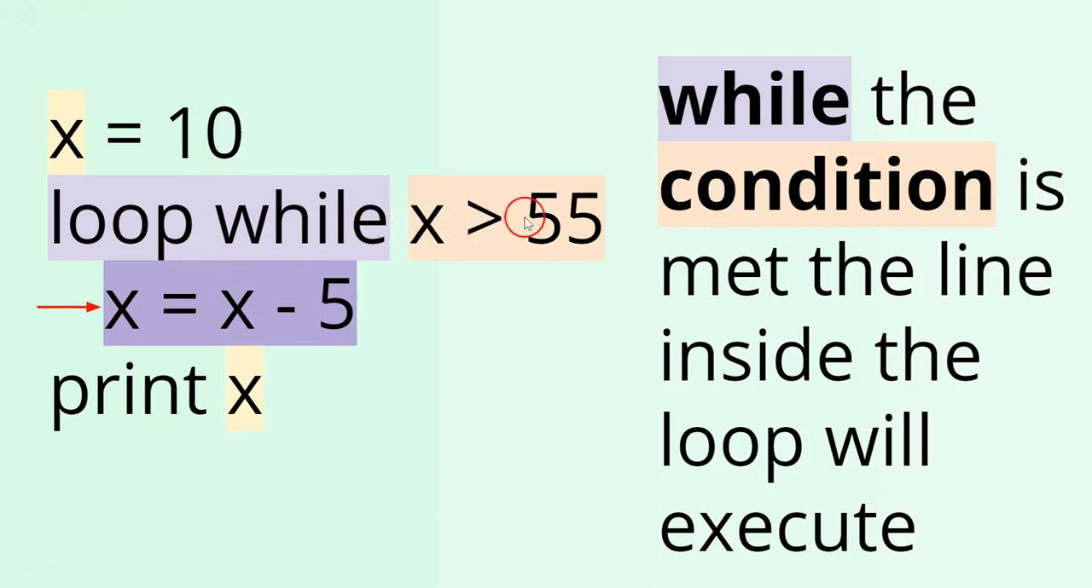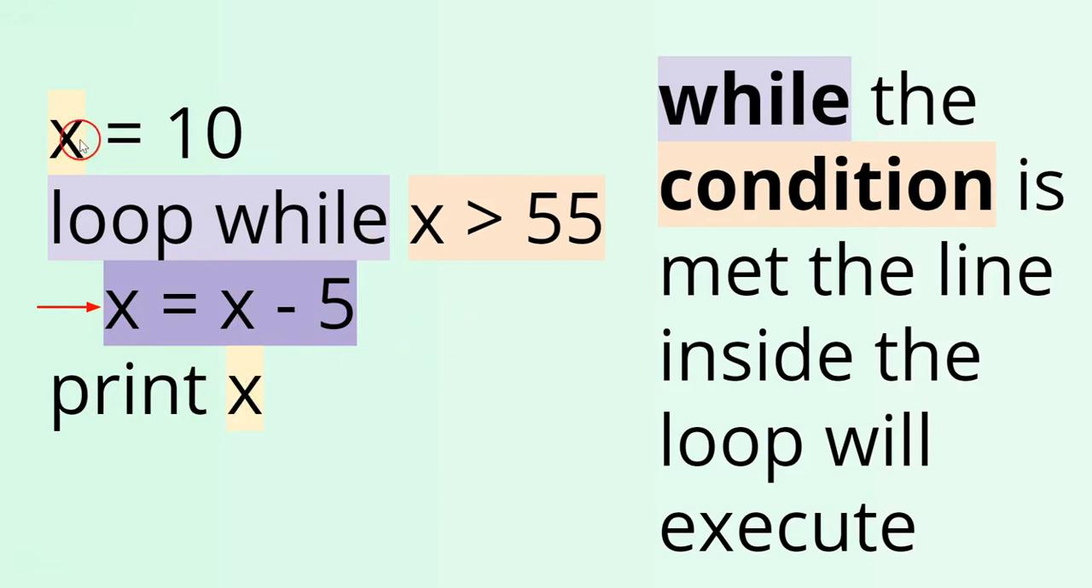So if x is greater than 55, then do this. Change the value of x to x minus 5. And then at the end, print it out.